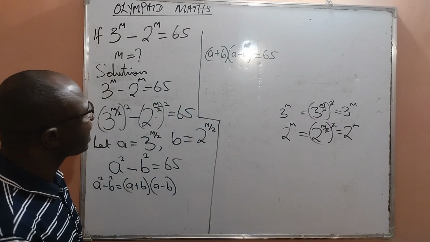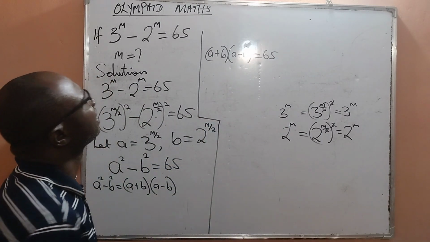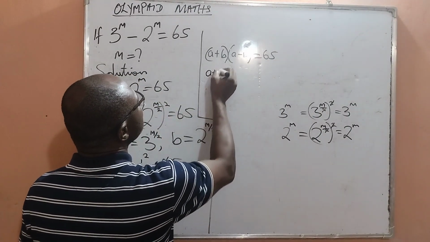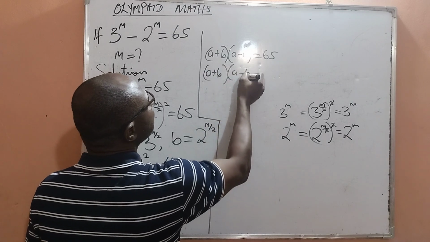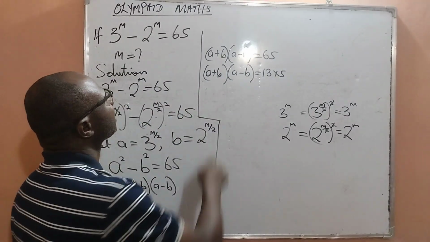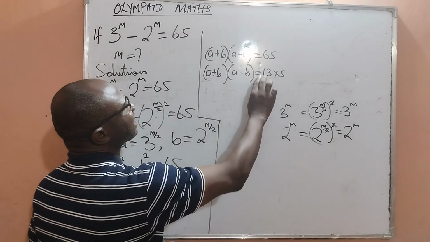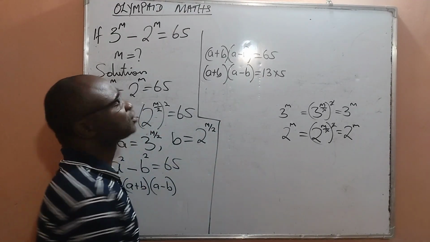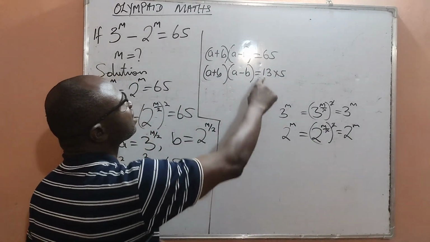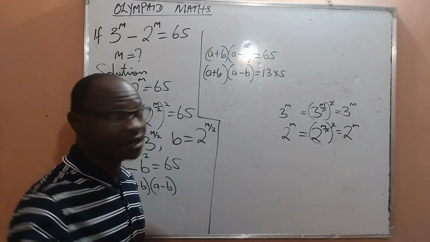Very correct. At this point, since I have from the left hand side the two brackets multiplying, I need to put this 65 as a product as well. That means I can write a plus b into a minus b equal to 13 multiplied by 5. You know, a plus b should be bigger than a minus b. Okay? That is why I have to write the first product as bigger than the second one. That is 13 multiplied by 5 instead of writing it as 5 multiplied by 13.